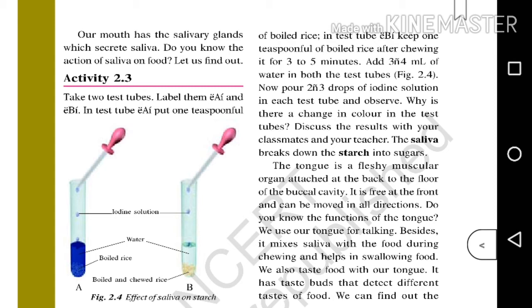Activity 2.3. Take 2 test tubes, label them A and B. In test tube A, put 1 teaspoonful of boiled rice. In test tube B, keep 1 teaspoonful of boiled rice after chewing it for 3 to 5 minutes.